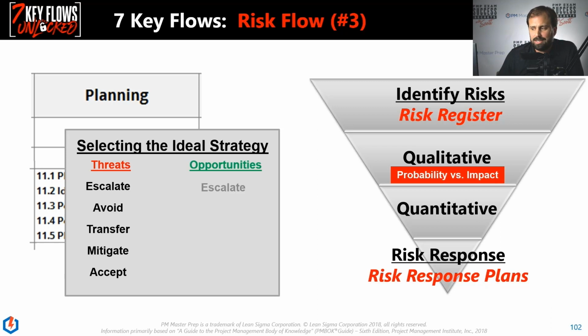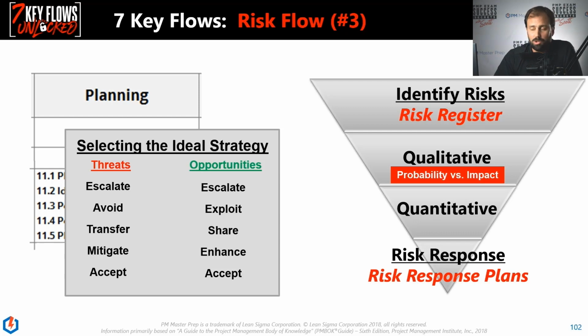Now on the opportunity side, there's 5 as well. We could escalate as well. We could exploit. We could dive into it, direct our ship into those good times to make sure that we get it. And then share. We could partner with somebody to make sure they do this well. We want to make sure we take advantage of this. Enhance, tweak the project to get to that benefit, or accept. We're just going to take this good news right on us.